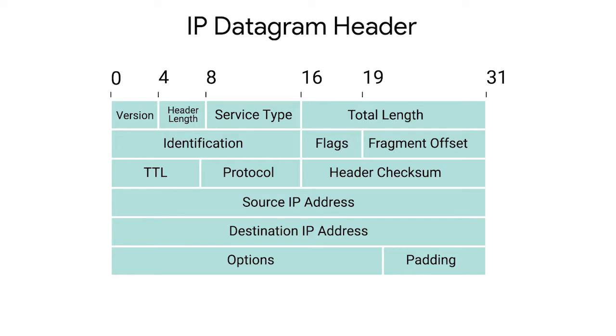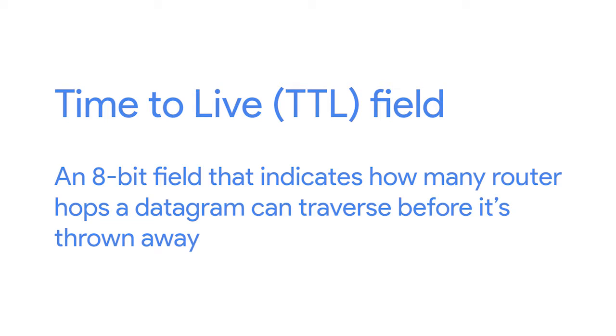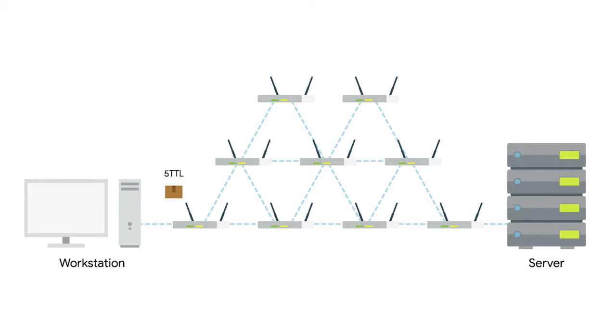Let's move along to the time to live, or TTL field. This field is an 8-bit field that indicates how many router hops a datagram can traverse before it's thrown away. Every time a datagram reaches a new router, that router decrements the TTL field by 1. Once this value reaches 0, a router knows it doesn't have to forward the datagram any further. The main purpose of this field is to make sure that when there's a misconfiguration in routing that causes an endless loop, datagrams don't spend all eternity trying to reach their destination.